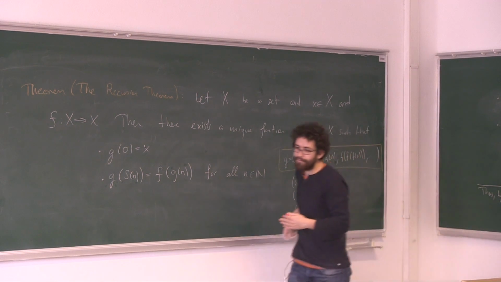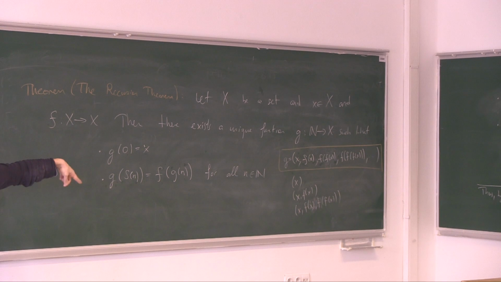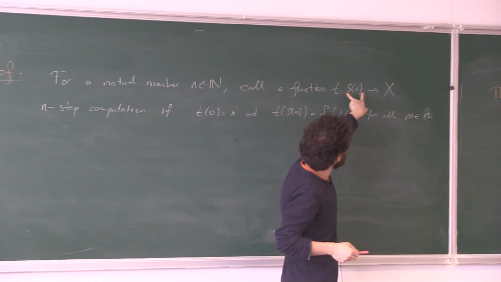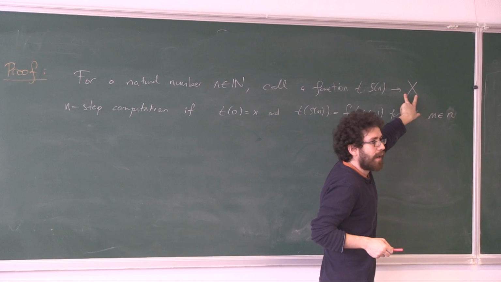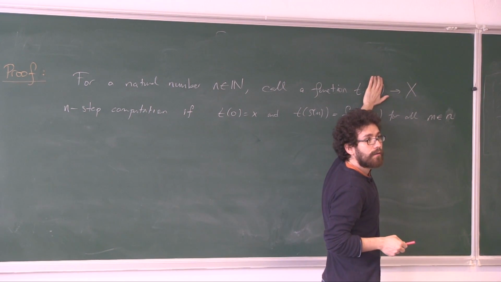So I call these guys n-step computations. What do I mean by that? Let's read the definition. An n-step computation has domain s of n. It's a function from s of n to x. So this is now a sequence, okay? This sequence has length s of n.